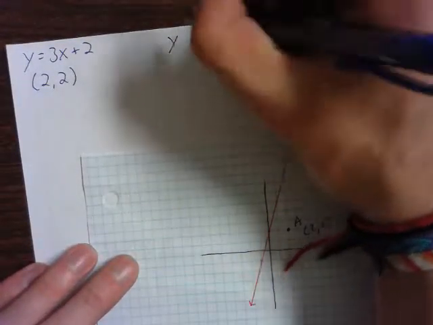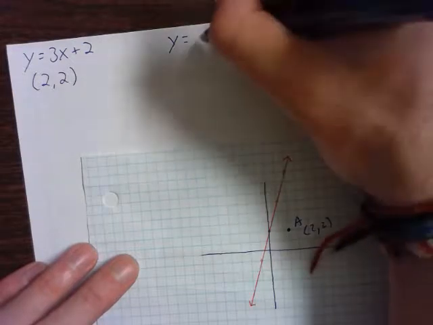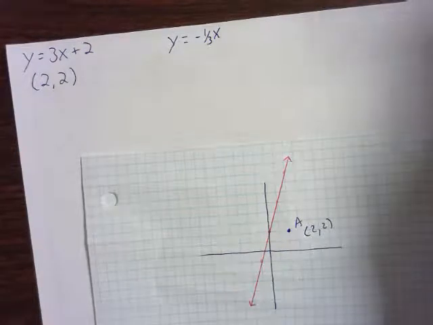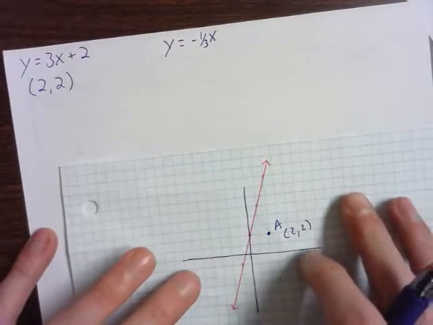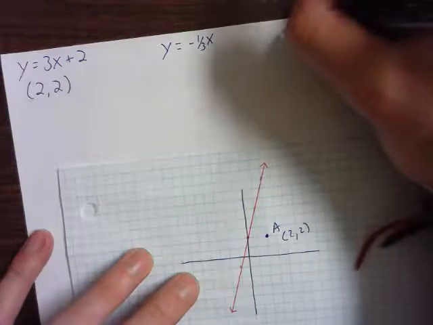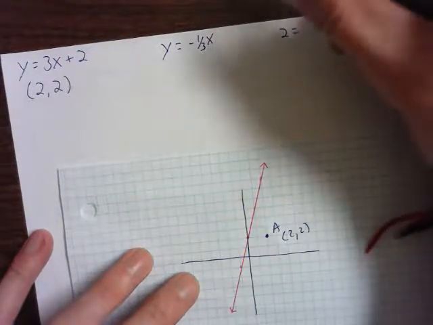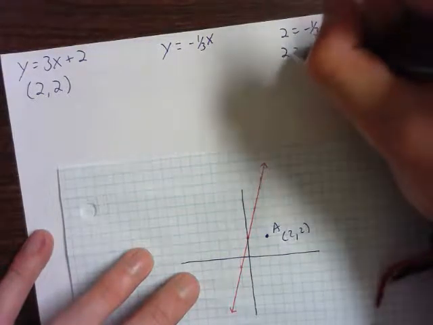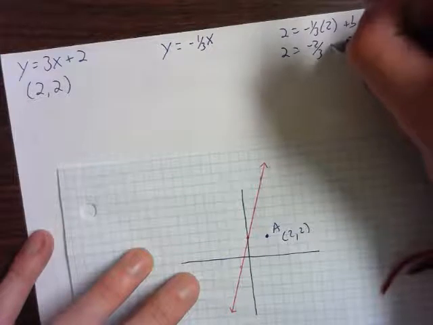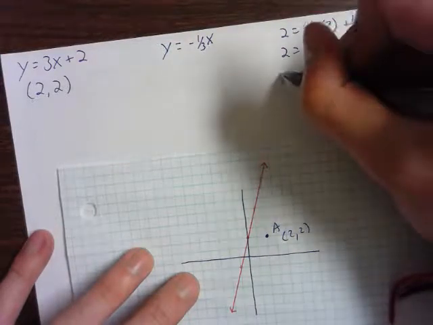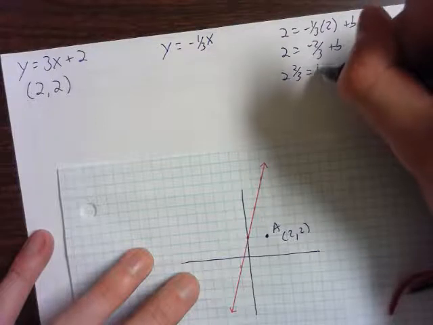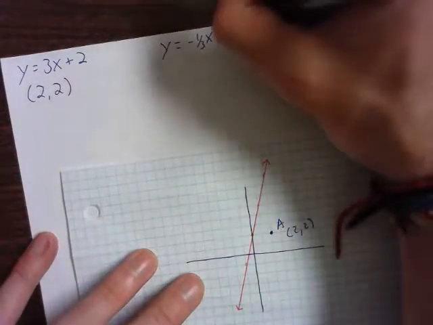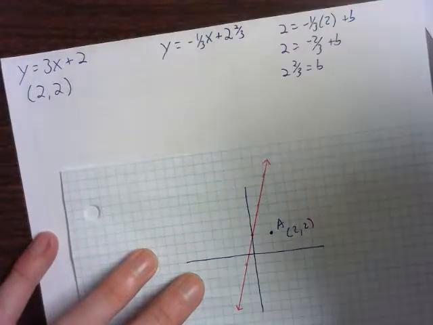So my perpendicular line will have a negative reciprocal slope, so that would be negative 1/3 x plus whatever my y-intercept is going to be. So I can go ahead and plug that in. I can say that 2 equals negative 1/3 times 2 plus b. You can go ahead and solve this. Add 2/3 to both sides. So my new formula is negative 1/3 x plus 2 and 2/3.